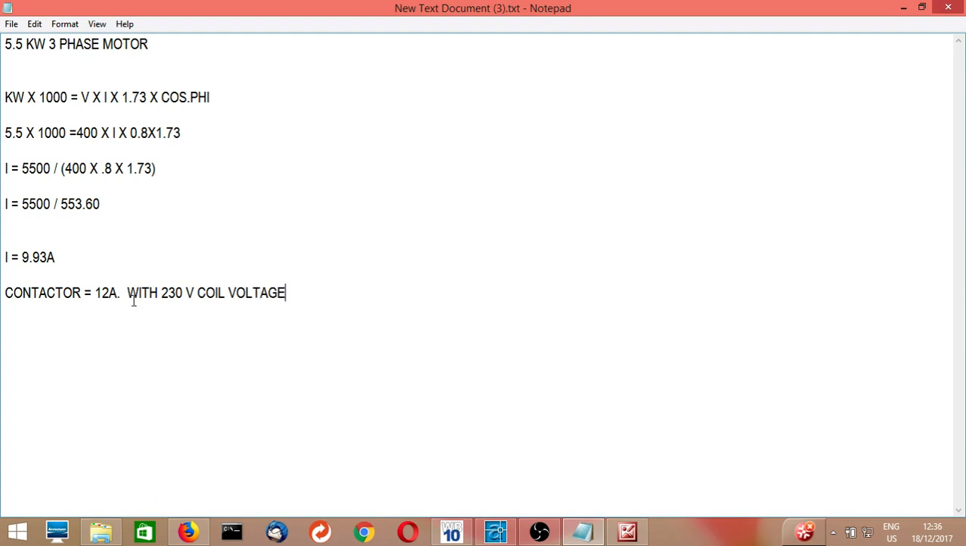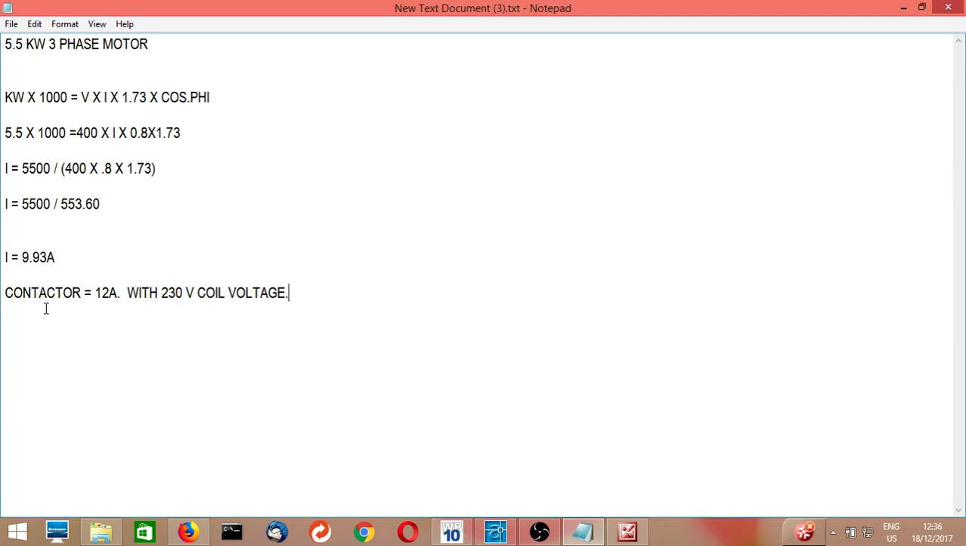So whenever we give 230 volt to the coil supply of the contactor, the contacts will be closed, the main power is connected to the motor, and the motor will start to run. And when the coil supply of the contactor is disconnected, the motor will stop. This coil supply carries a very small amount of current. I mean, no need for full load current to flow through this coil supply.